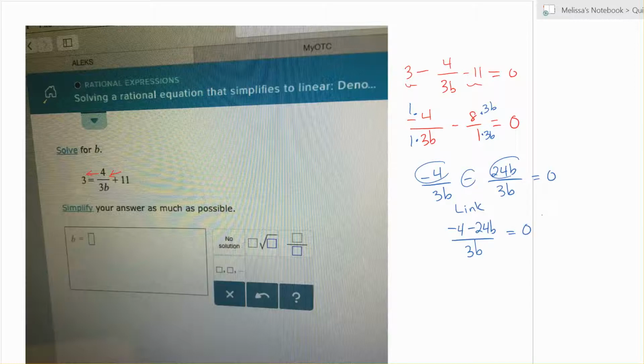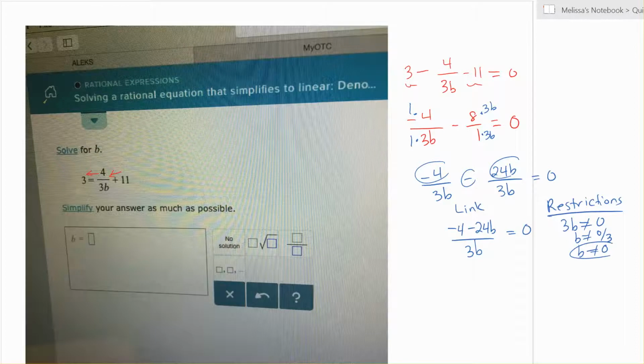This is where, when you get the common denominator, you also want to find any restrictions on the domain, since we can't divide by 0. So we don't want the denominator to ever be 0. So if I divide by 3, my restriction is b can be any number except the number 0. So now I'm ready to solve for b.